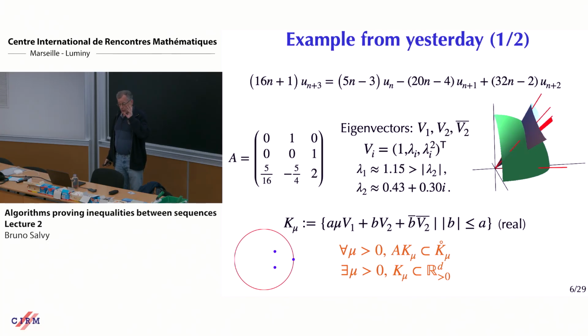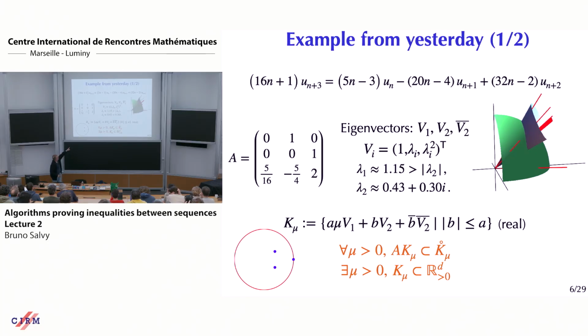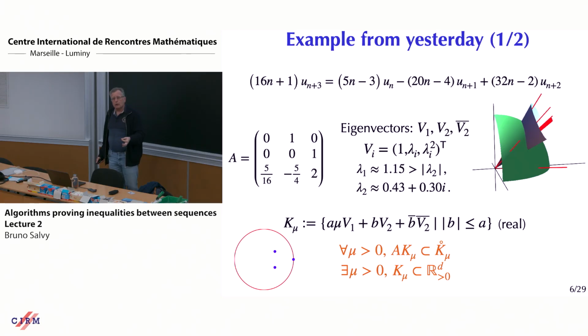So you have 3 distinct eigenvalues that are like in this picture, a dominant one and 2 conjugate. And because it's a companion matrix, the eigenvectors are just powers. The coordinates are given by powers of the eigenvalues, so it's really easy. In particular, the first one, V1, has positive coordinates, clearly.